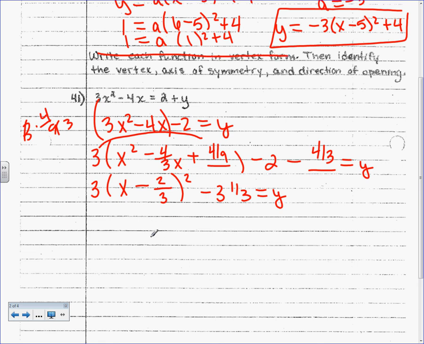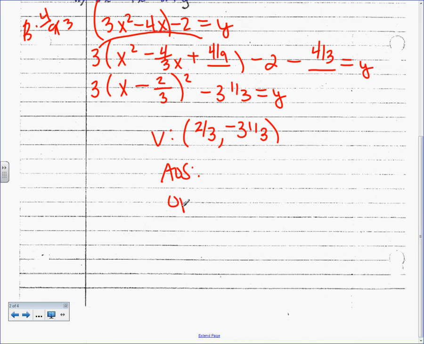Then they said, identify the vertex. What's the vertex? 2/3, negative 3 1/3. Okay, we'll come back to the axis of symmetry in a second. And direction of the opening. How is this going to open? Up. Everybody okay with that? Why does it open up? Because in the very front, it's a plus sign, a positive.